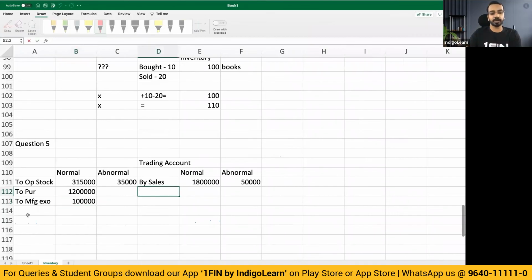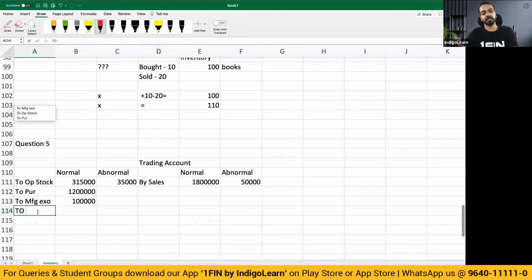Then they said gross profit. Gross profit comes on which side? This side, the credit side or the debit side? Debit side. This side, right? So gross profit goes on the debit side.